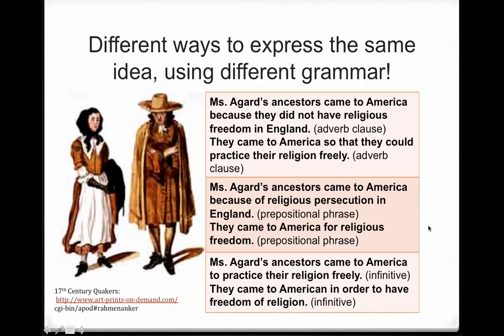Okay, in the next box, you see ways to express this idea with prepositional phrases. Miss Agard's ancestors came to America because of, now this is a preposition, religious persecution in England, that's a noun phrase. They came to America for, which is a preposition, religious freedom. And there's the noun phrase. And here in the third box, you see ways to express this idea with an infinitive. Miss Agard's ancestors came to America to practice their religion freely. They came to America in order to have freedom of religion. In those sentences, you see an infinitive that's expressing the reason why they came to America.